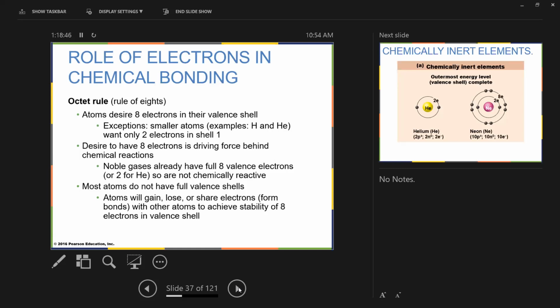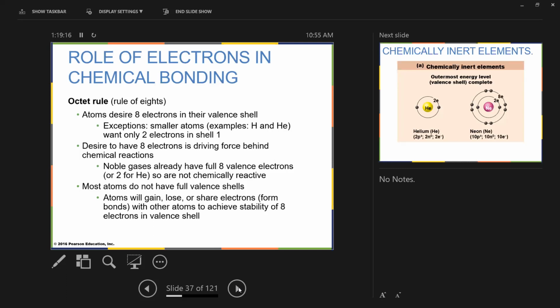It wants to be stable. It wants to have 4 more electrons in there. And it'll do anything it can to get those 4 more electrons so it can be completely stable. If an atom could think, it would say every day, I want my valence shell filled. That's what causes chemical reactions to occur. Atoms want their valence shell filled.